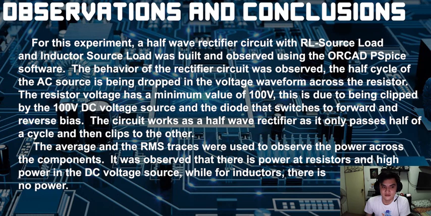The average and the RMS traces were used to observe the power across the components. It was observed that there is power at resistors and high power in the DC voltage source, while for inductors there is no power.